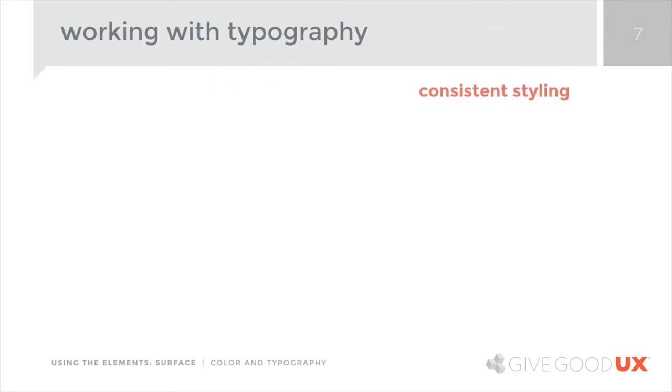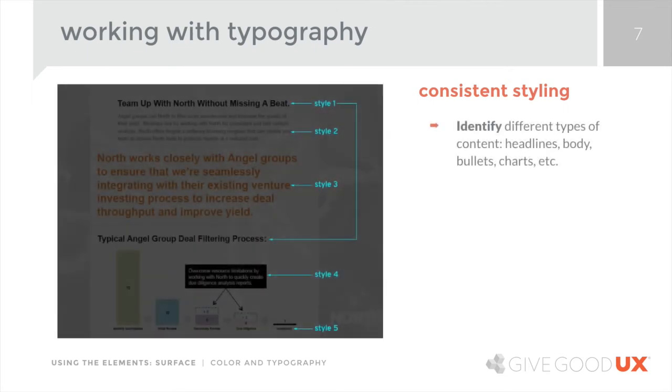Another thing we do in order to use typography purposefully is we create very consistent styles. And that starts with identifying different types of content. We have headlines, we have body text, we have bullets, we have charts, etc. So each one of those is a very different type of content. Next, we create very specific styles for each. The font that's used, the weight of that font, bold versus regular, and the color of that font. If you look here at this example, there are 5 separate styles being used here.